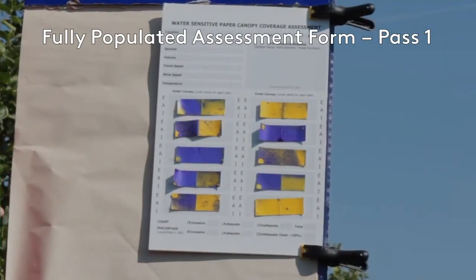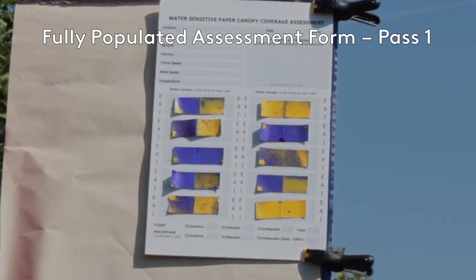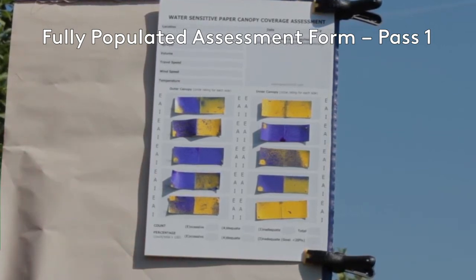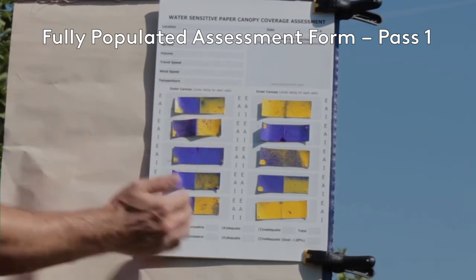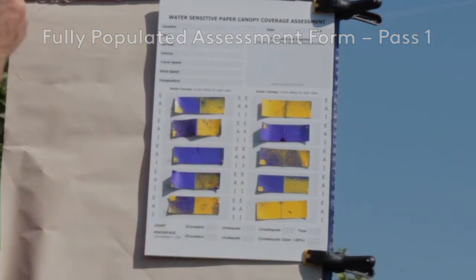So let's take a look now. We've collected these papers in approximately the same positions they were in the tree. And just to reiterate, and again, this is any crop, fairly randomly throughout the outside of a canopy and then right up the middle from bottom to top. So there's the bottom, there's the top.